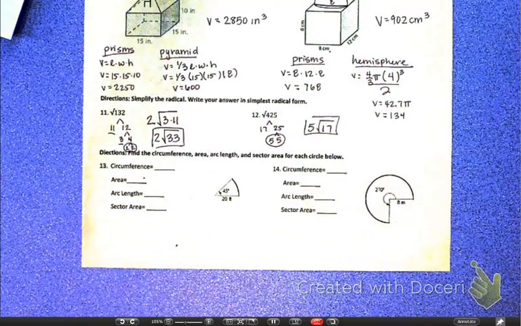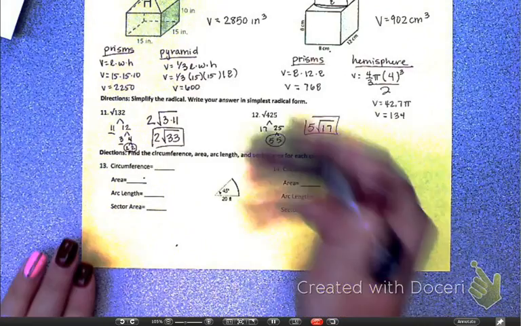All right, do we remember circumference, area, arc length, and sector area? Yeah. I hope so. It was your last test. Right? Yeah, your last test. There will be questions like this on your test tomorrow. So you need to know these formulas.